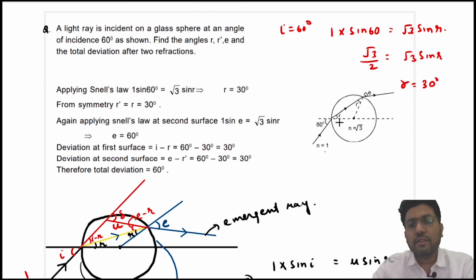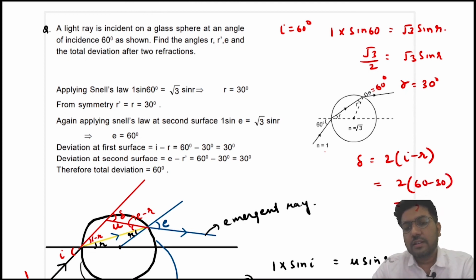So we have got the value of R, you have got the value of R dash, and E is equal to I, you already know. So E will be 60 degrees, right? And then they have asked you the angle of deviation. You know that the angle of deviation is 2 into (I minus R). So that is 2 into (60 minus 30). You have to remember this formula. 2 into 30, that is equal to 60 degrees.